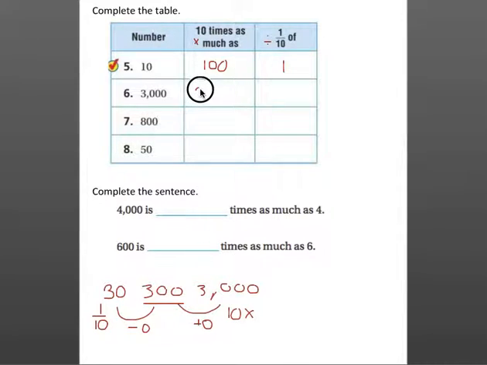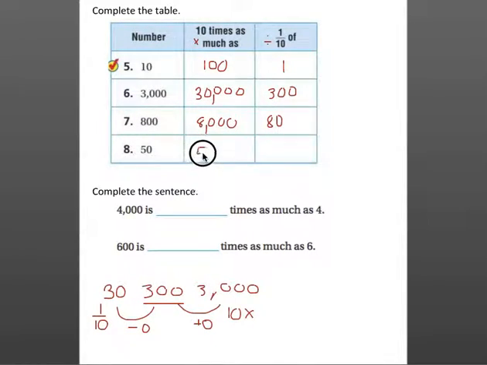So 10 times as much as 3,000. So what that means is I have 3 zeros for 3,000. I'm just going to add a 0 because I'm multiplying it by 10, so I'd have 30,000. And 1/10 of 3,000, well, I would take away 1 zero, so I should only have 2 zeros, which would be 300. Same thing for 800. I have 2 zeros in 800. So for a number that is 10 times as much as 800, I would add a 0. And a number that is 1/10 of 800, I would take away a 0 and I would get 80.